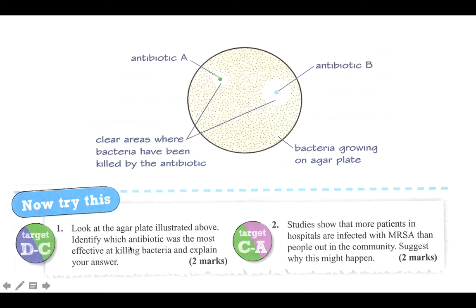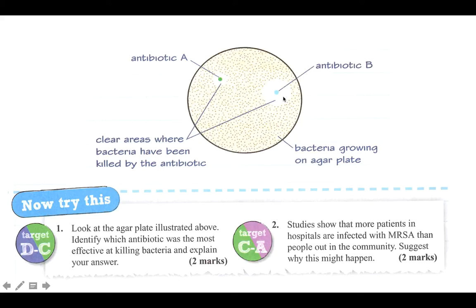First question says, look at the agar plate illustrated above. Identify which antibiotic was the most effective at killing the bacteria and explain your answer. If you look really closely, you've got clear areas around which the bacteria didn't grow. So we're looking for the one that was the most effective. You should have said that antibiotic B was the most effective. 1 mark. This is your identify part. You now need to explain your answer. Your second mark comes from saying that there was a bigger clear area around antibiotic B than there was around antibiotic A. So 1 mark for saying antibiotic B, 1 mark for saying because there was a bigger clear area.